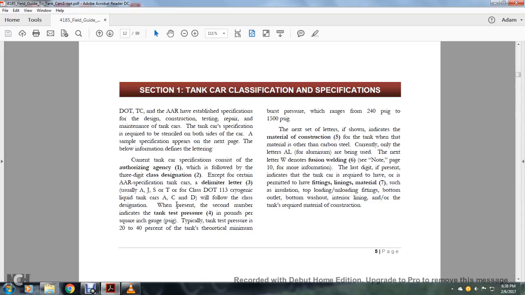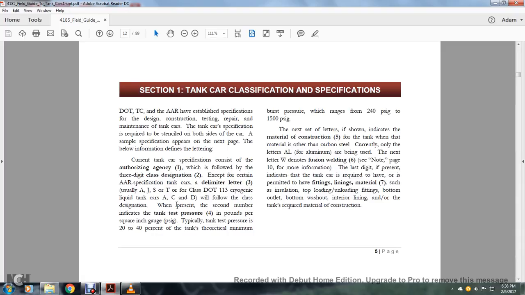The second number indicates the tank test pressure in pounds per square inch gauge. Typically, the tank test pressure is 20 to 40% of the tank's theoretical minimum burst pressure, which ranges from 240 psi to 1500 psi. The next letter shown indicates the material of construction for which the tank is made, with carbon steel currently used, and the letter AL for aluminum also being used.